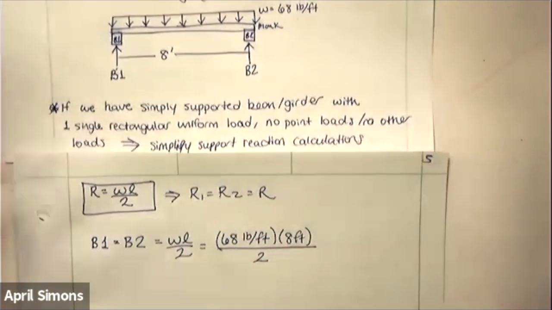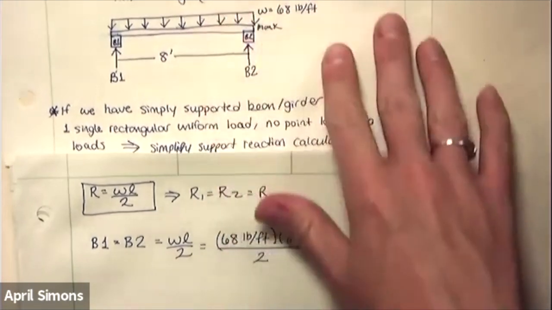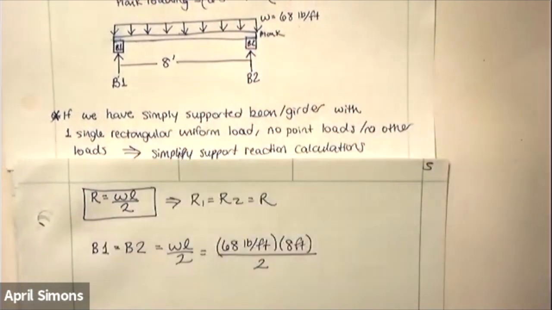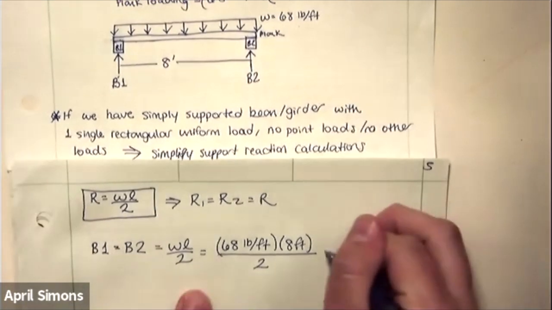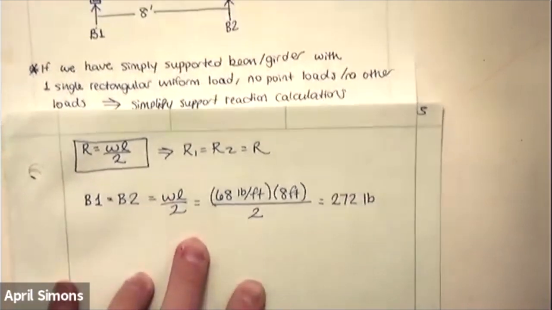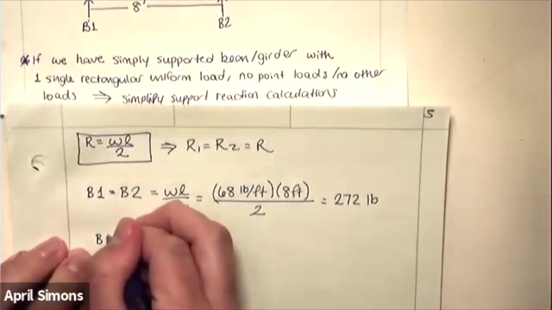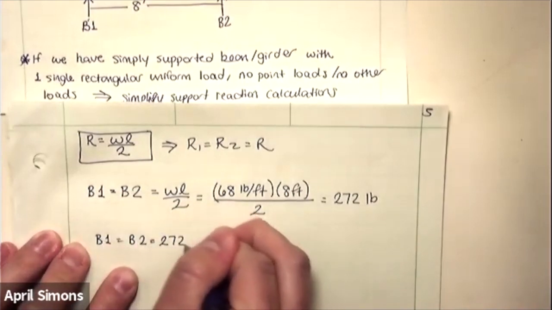divided by 2, okay? So all this is simplifying based on what you really already know. So basically, if we have a uniform load like this with no other point loads and everything symmetrical, then you know that half of that load will be attributed to one support, half the load will be attributed to the other support. So that's where we get this equation. Okay, so if we do this math, we get 272 pounds. So the reaction at B1 equals the reaction at B2 equals 272 pounds.